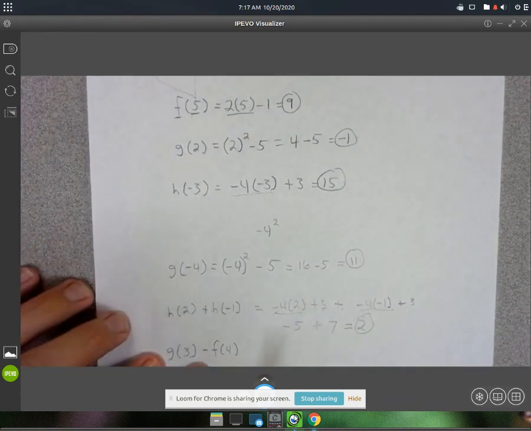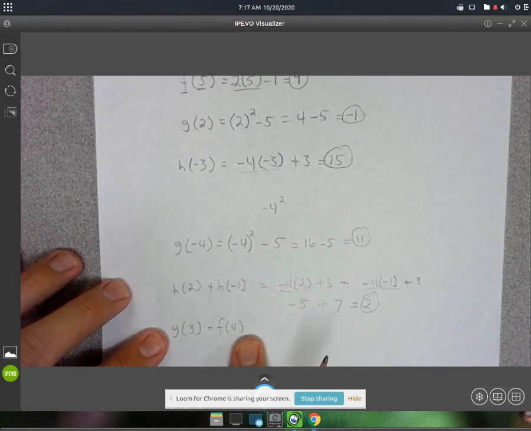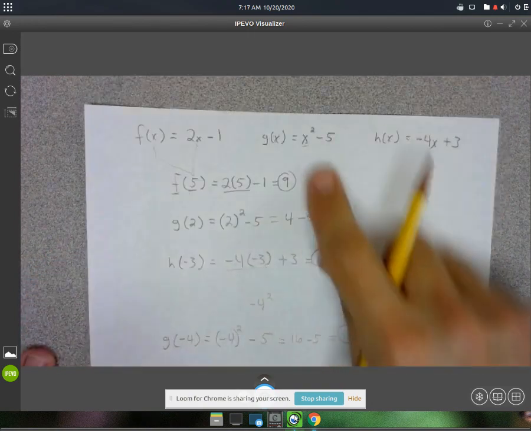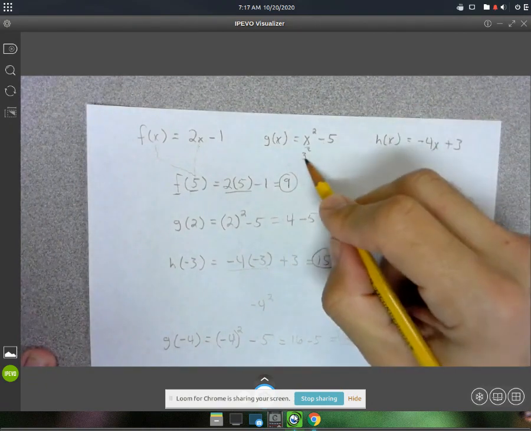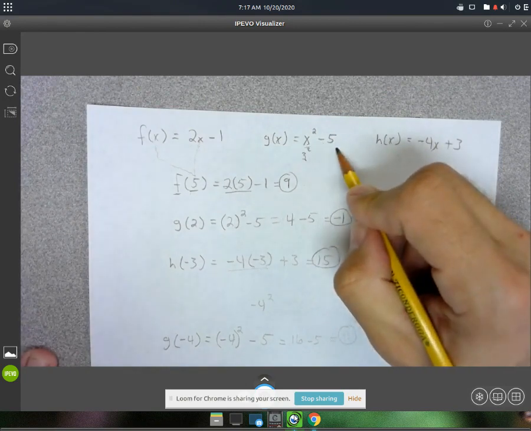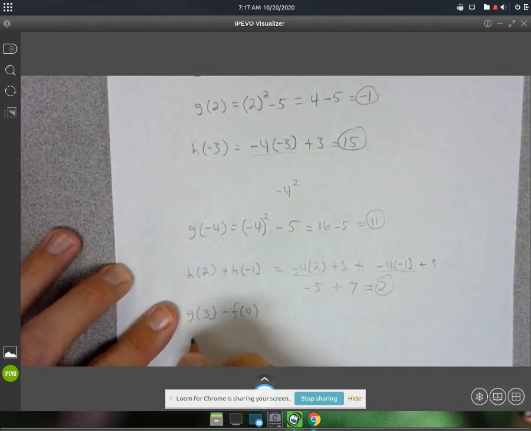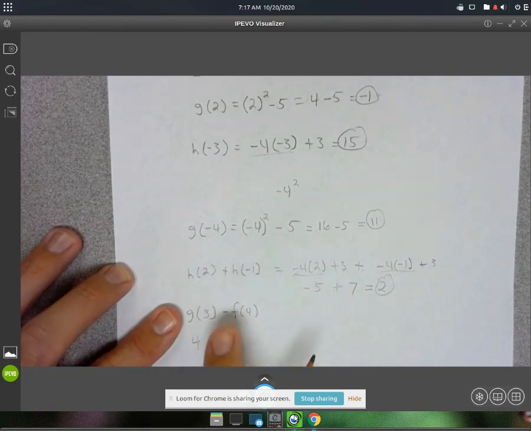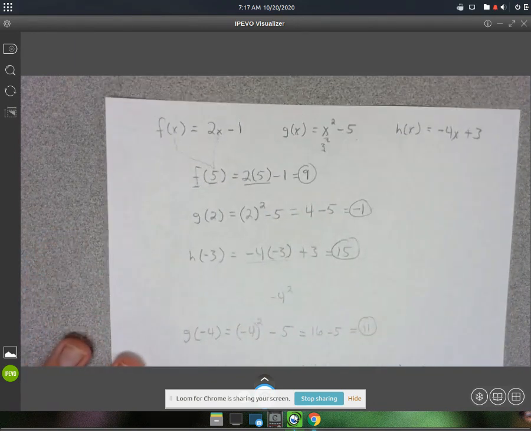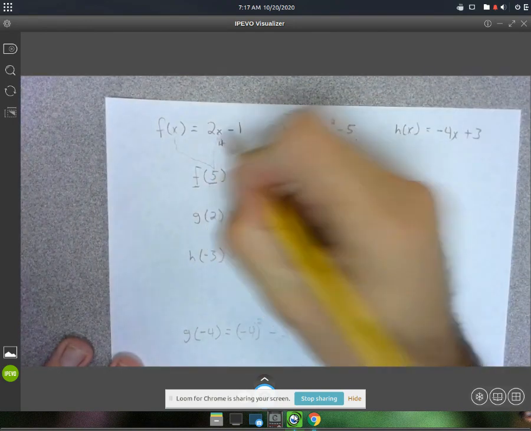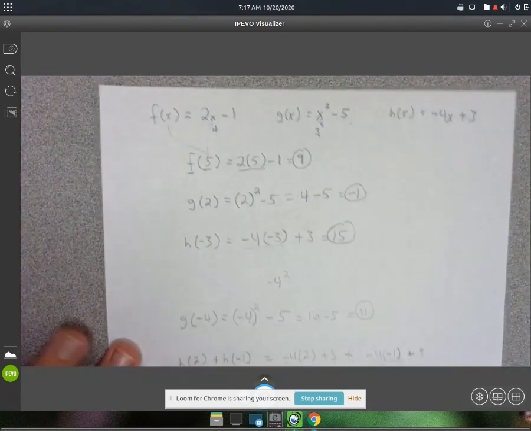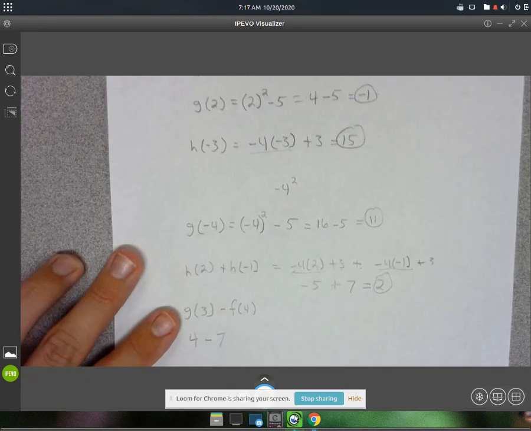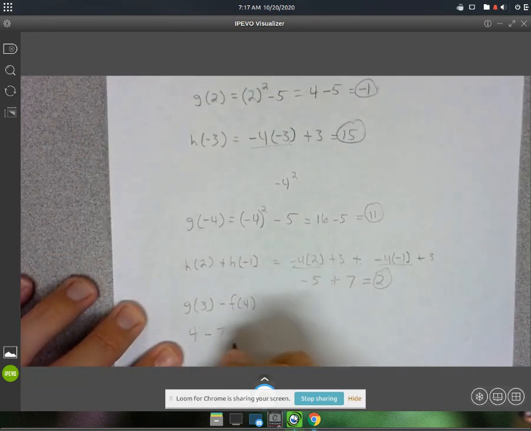Okay. Let's see here. We got g of 3 minus f of 4. Let's just plug that in. G of 3. All right, so 3 squared. 3 squared is 9. And then 9 minus 5 is 4. So g of 3 is going to be 4. And then minus. All right, then next we'll do f of 4. So we're plugging in 4 for x. 2 times 4 is 8, and then 8 minus 1 is 7. Oh, and then we'll just subtract those two. 4 minus 7 is -3. And that's all.